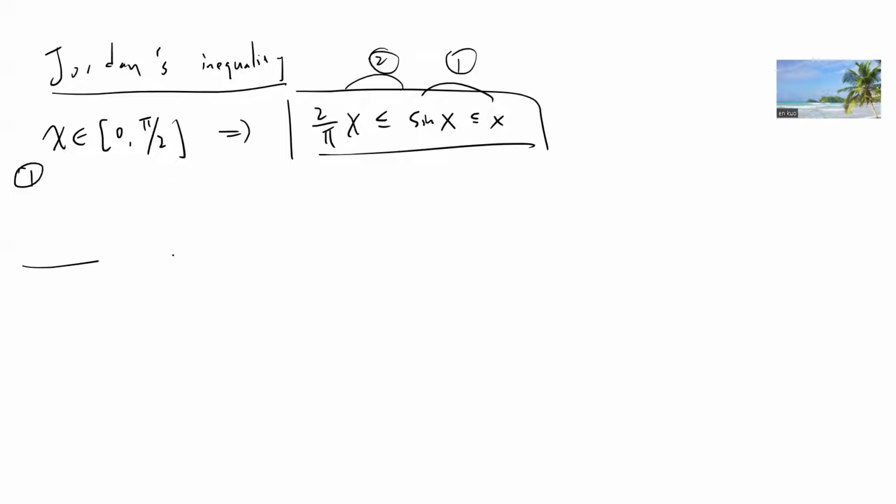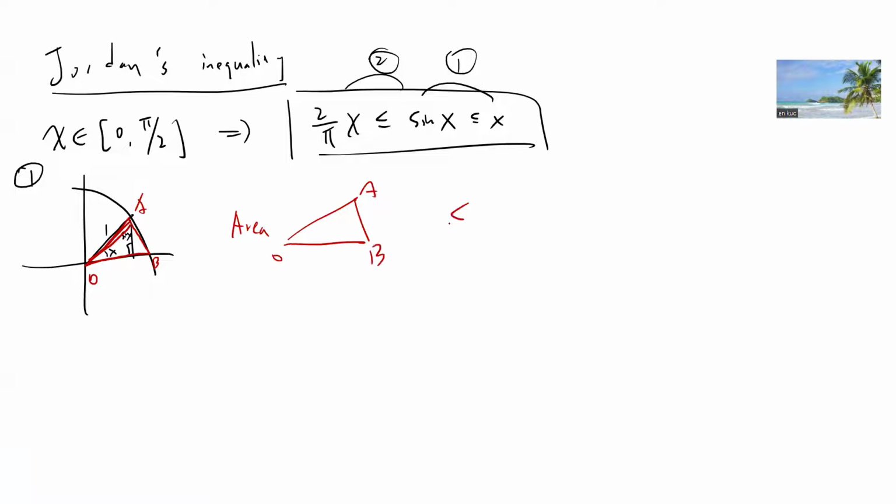Part 1 is simple. You can prove it geometrically. Let's say this is x, 1, this is x, so this is sine x. You compute the area of this triangle. Let's say this is 0AB. The area of this triangle 0AB is less than or equal to the area of this shaded region. So this is x, this is x.